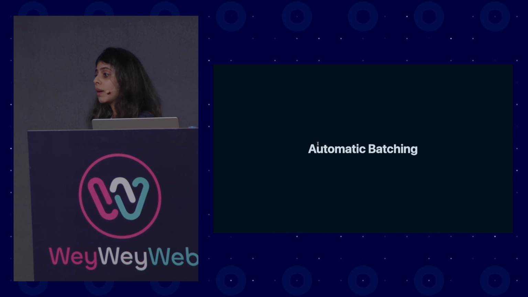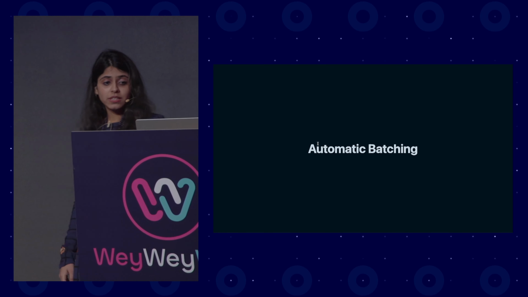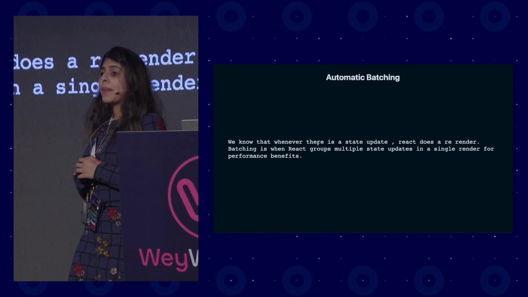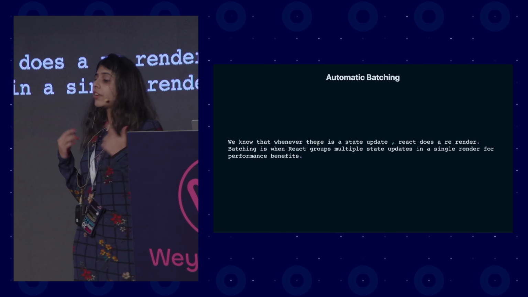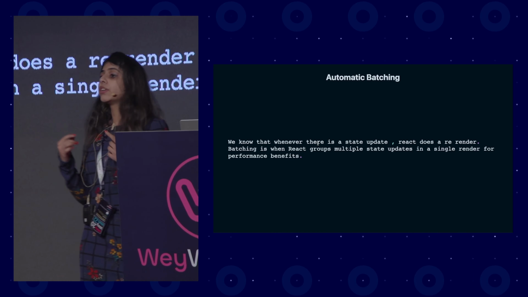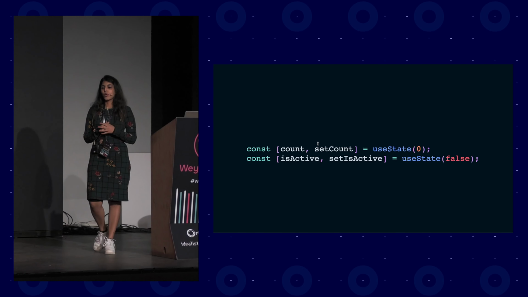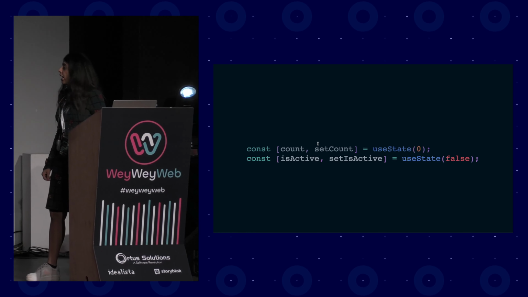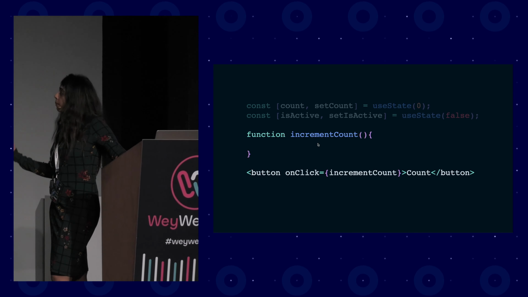So first, we talk about automatic batching. We know that whenever there is a state update, React does a re-render. Batching is when React groups multiple state updates in a single render for performance benefits. To understand this better, let's look at an example. Let's say we have two states. One is count, and the other one is active. And we have an event listener increment count, which updates these two states.